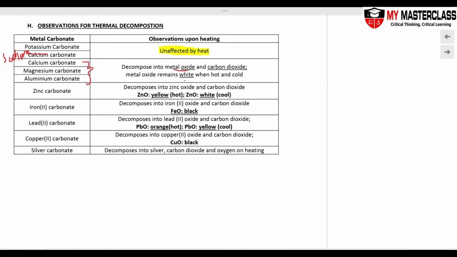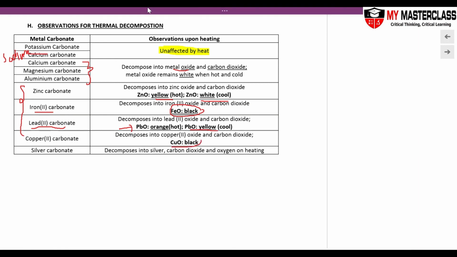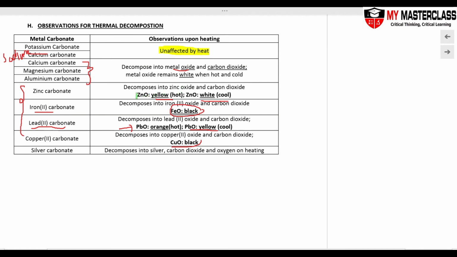Okay, metal oxides are generally white. Only for your transition metals will the metal oxides have a color. So my zinc carbonate, we know it is yellow when hot, white when cool. My iron carbonate is just black, whether it is iron 2 or iron 3, it is just black. My lead 2 carbonate, when it's hot it's orange, and when it cools down it is yellow. And my copper oxide is black. So colors, same thing as your QA, no choice, we have to memorize it. Mainly these two are very important, the rest is just black.